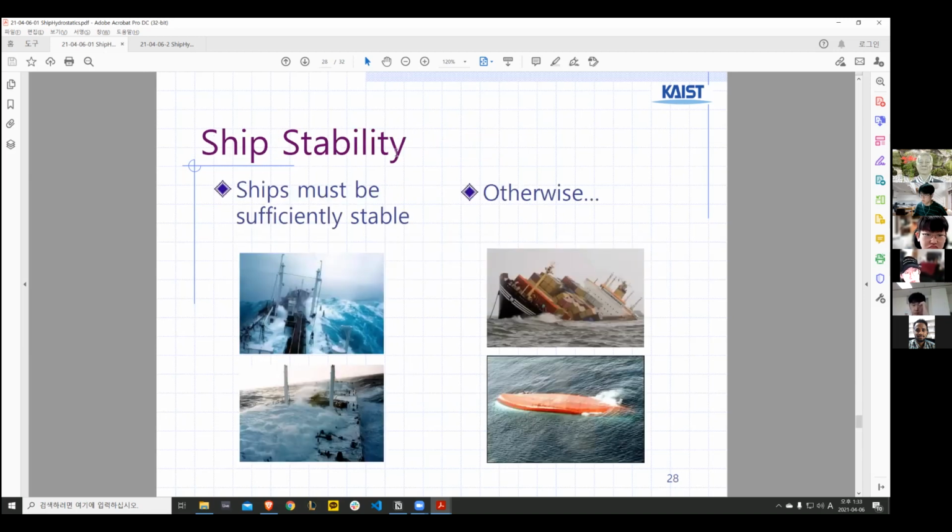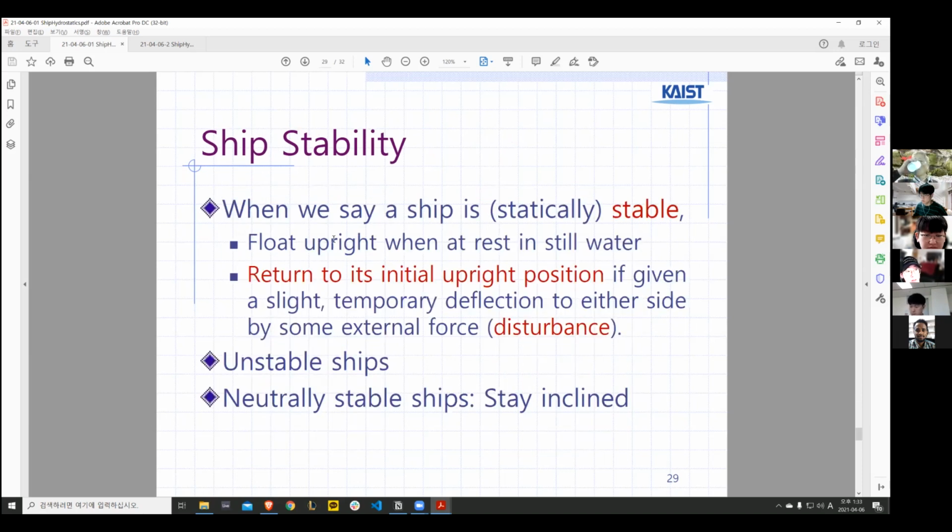And in the case of a ship, stability is very important because a ship must be sufficiently stable, or if not, then it overturns like this picture. It's a very severe accident. So when we say a ship is stable, then in still water, it floats upright and returns to its initial upright position if given a slight temporary deflection to either side by some external force like a disturbance.